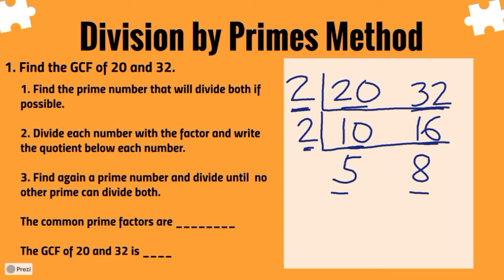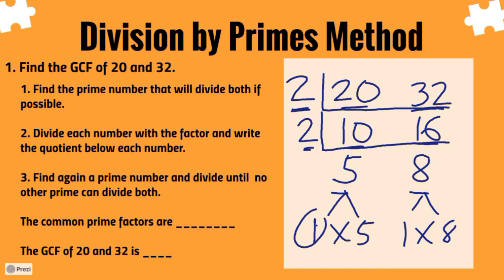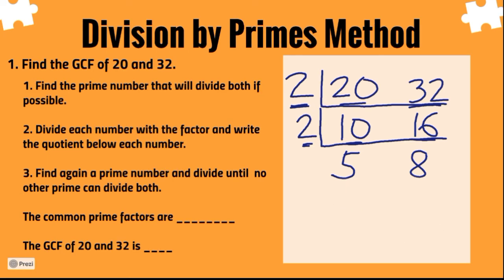Sa 1 lang natin pwedeng i-multiply ang 5 at ang 8. So, factors of 5, 1 times 5. And factors of 8, 1 times 8. So, relatively prime dahil 1 lang yung common sa kanilang dalawa, sa factors nilang dalawa. So, the common prime factors are 2 times 2. Then, multiply 2 times 2 is equal to 4. So, the GCF of 20 and 32 is 4.